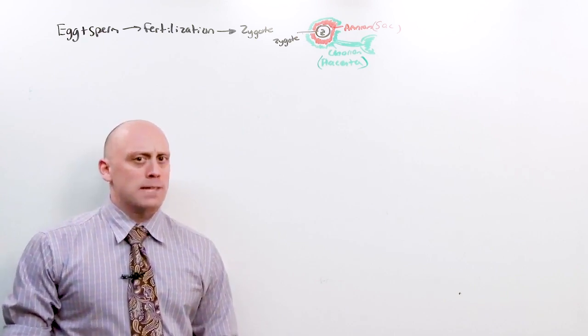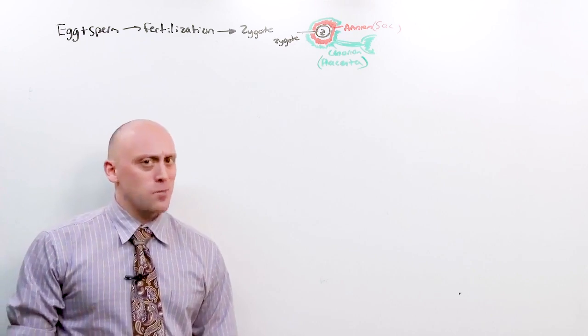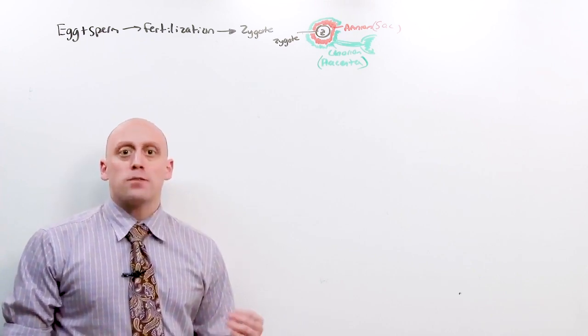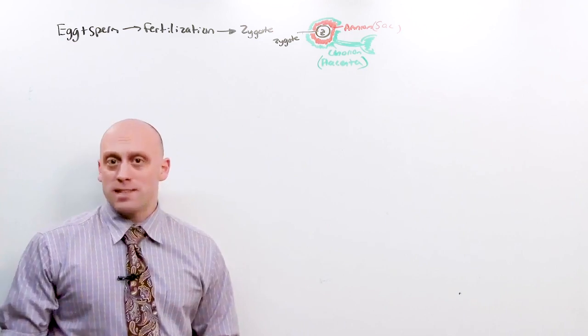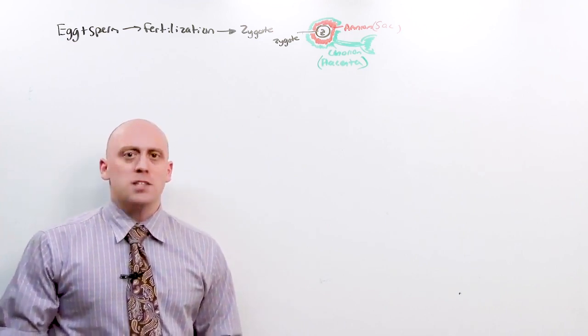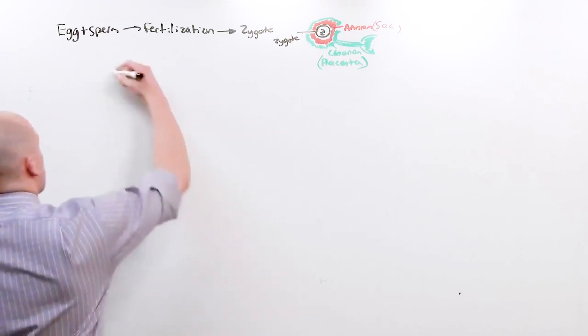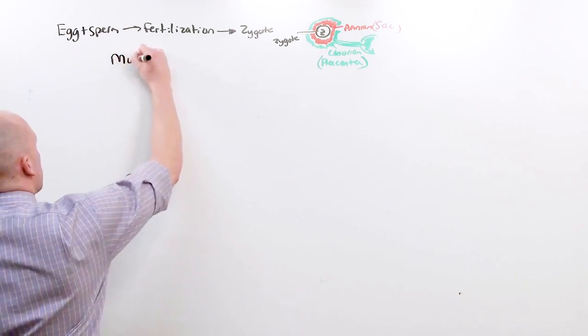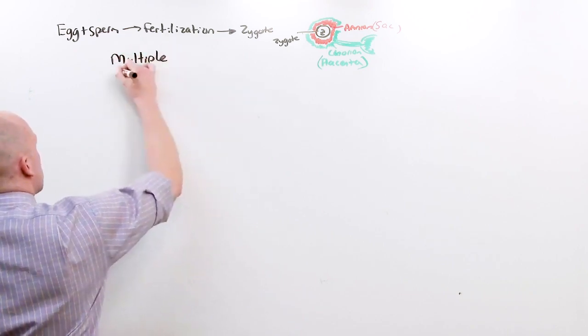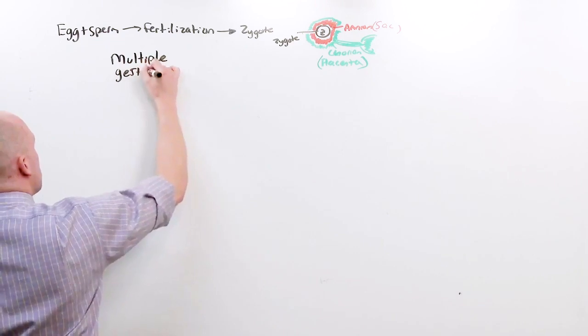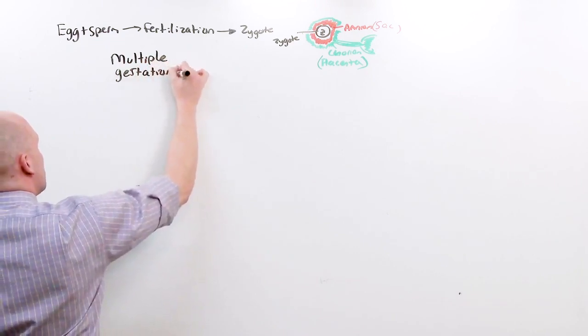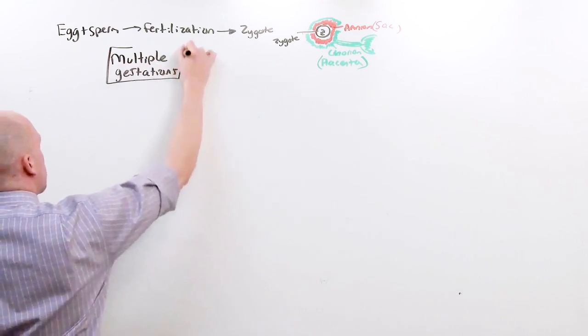But mom might tip you off to say, hey, something's up here, when she's too big for dates. The AFP is elevated on the quad screen. Something says we need to take a closer look. And you're going to use the ultrasound. And the ultrasound is going to show you multiple gestations. And again, we're going to use twins because it's easier to learn that way.